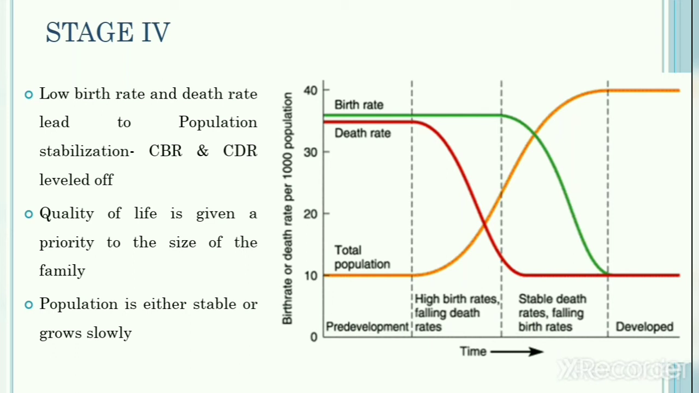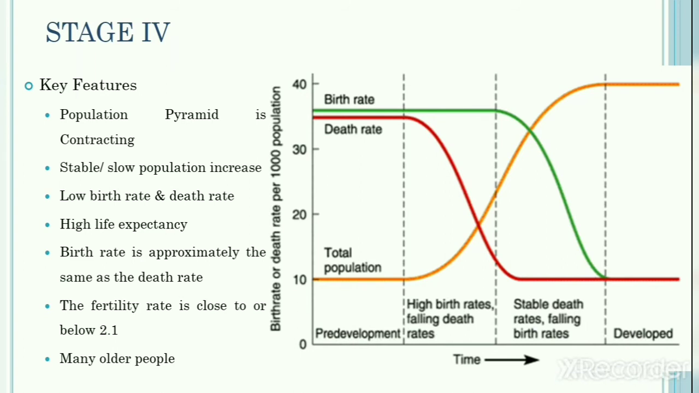The notable features of this stage are that the population pyramid started getting contracted. The population increase was either slow or stable. There was only a low birth rate and a low death rate. The life expectancy remained very high. The birth rate is approximately the same as the death rate. The fertility rate also comes to below 2. And the population was composed of many more older people than younger people.